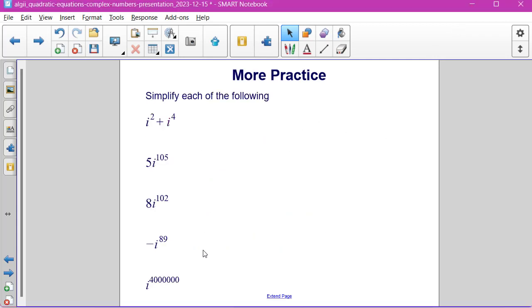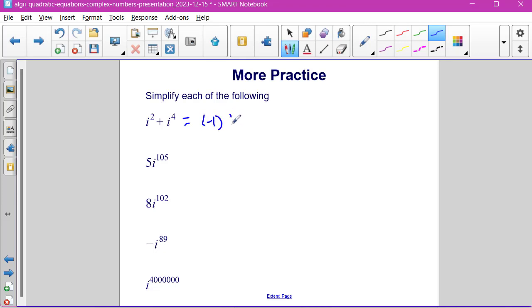Now let's have some more practice problems dealing with i raised to various exponents. The first one we have is i squared plus i to the 4th. Well, i squared is equal to negative 1, and we are adding i to the 4th. That is equal to positive 1. Negative 1 plus 1 is equal to 0. So that's our final answer for the first one.